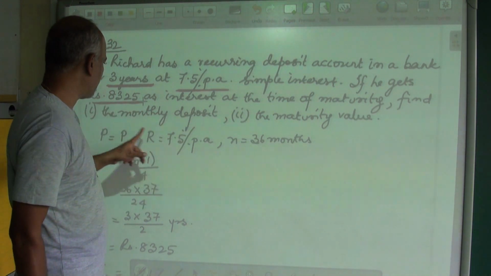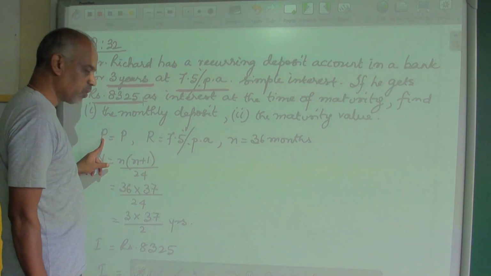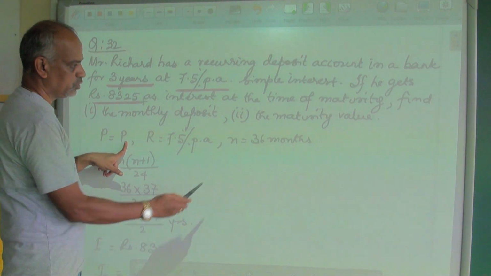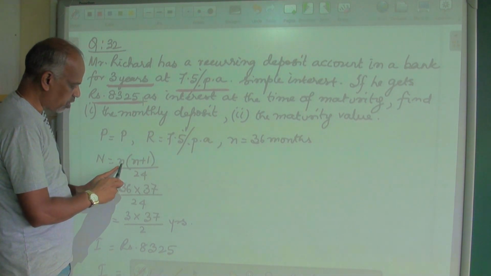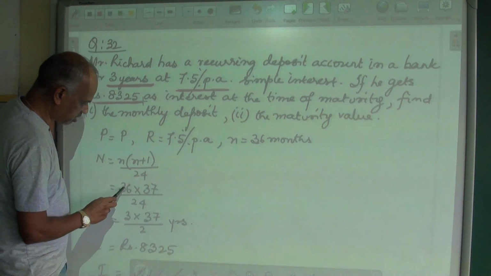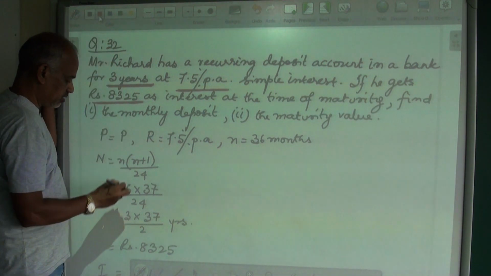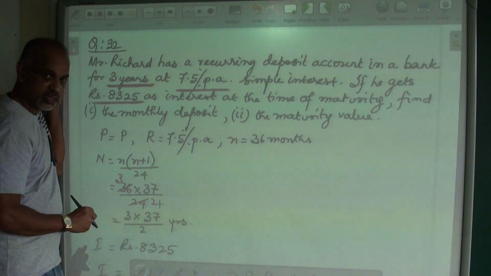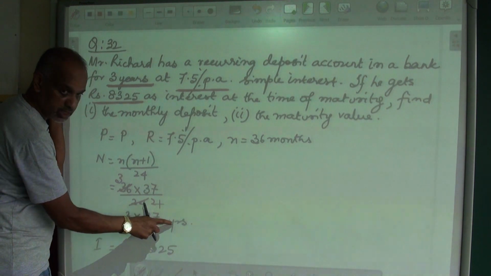The first question is find the monthly deposit. Monthly deposit means value of P. So P you don't know. We assume P to be the same P itself. You know small n value, therefore find capital N first. Capital N is small n times n plus 1 by 24. Small n value is 36, so 36 into 36 plus 1, that's 37, divided by 24. You can simplify 36 and 24, that will go thrice, that will go twice. Capital N value is 3 into 37 by 2 years.